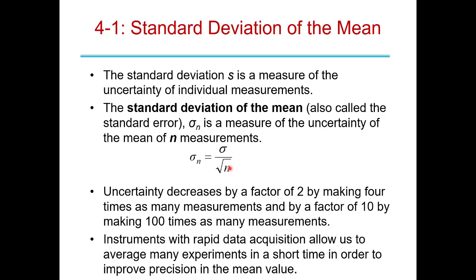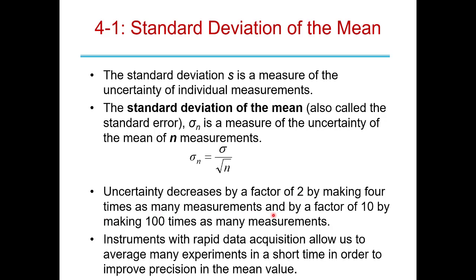And so this makes sense, right? If you calculate a mean value by averaging 3 numbers, you're less certain about that mean value than you are if you were to measure 100 values and average those, right? Then you're pretty confident that that mean value is going to be a good representation of the true value. So the more measurements you make, the more confident you get in the mean value. And so this represents that, because as n gets bigger, our uncertainty gets smaller. So there's this inverse relationship. More measurements, better certainty. So our uncertainty decreases by a factor of 2 by making 4 times as many measurements.